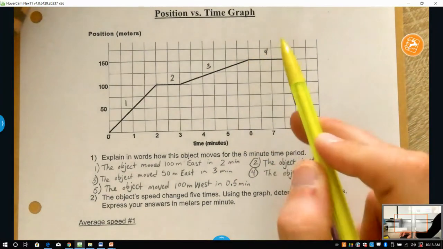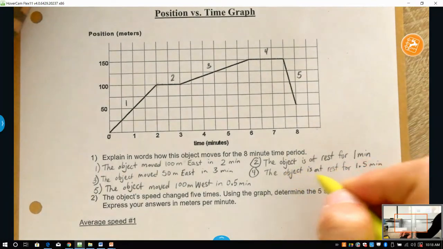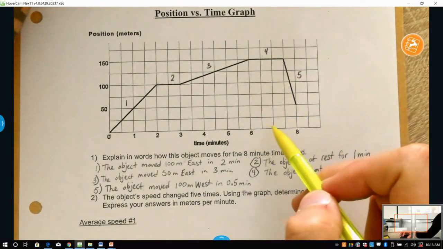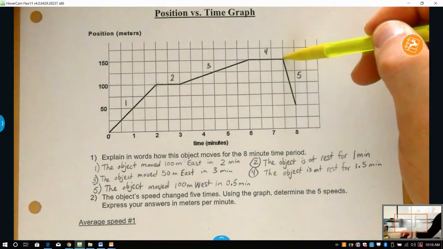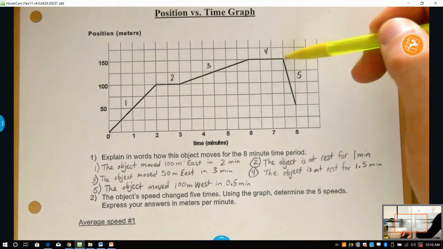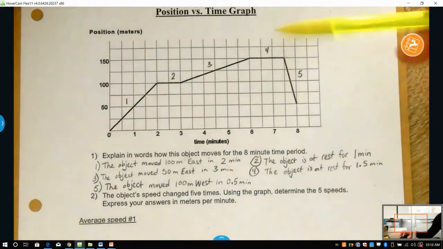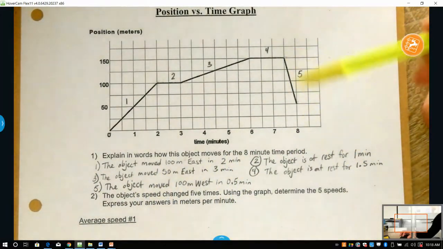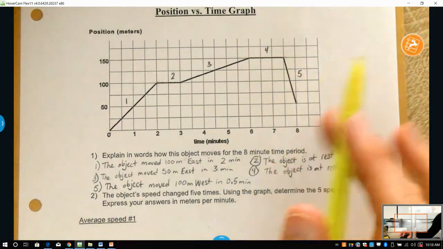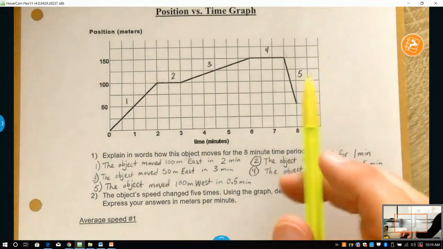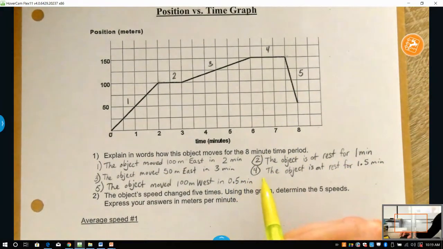Line segment 4, again, we're at 150, finished at 150. We don't change our position, so we're at rest from 6 to 7.5, 1.5 minutes. And then the last one, this is why we definitely needed to indicate direction. All right, we went from 150 to 50, so we moved 100 meters now in the opposite direction. And so we're going to call that moving back towards the west. Again, you could change that to south and north or whatever, positive, negative, and then in 0.5 minutes.